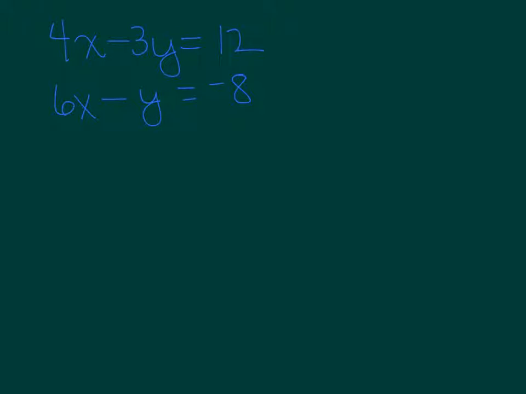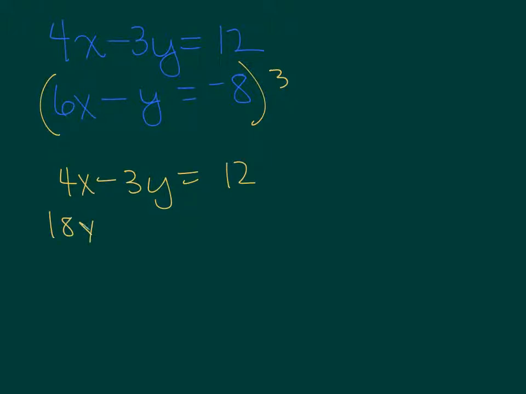Alright, so I've told you guys before that I always choose elimination just because that's the method I like the most, but this one would have been an appropriate one to also use substitution, because that second equation would have been very simple to solve for y. So I'm going to multiply the bottom equation by 3. My top equation is going to stay the same, 4x minus 3y equals 12. My bottom equation would be 18x minus 3y equals negative 24.